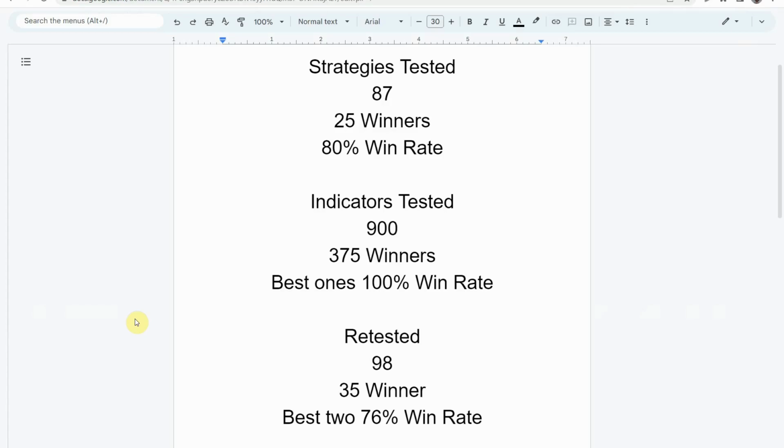Now you need to go back and watch those videos to understand the context of how they were able to achieve that. So go back and watch those videos and see what you can get out of those winning indicators. We've also retested in the advanced testing 98 of the winning indicators. 35 of them have been able to maintain the winning status, the best two, a 76% win rate.